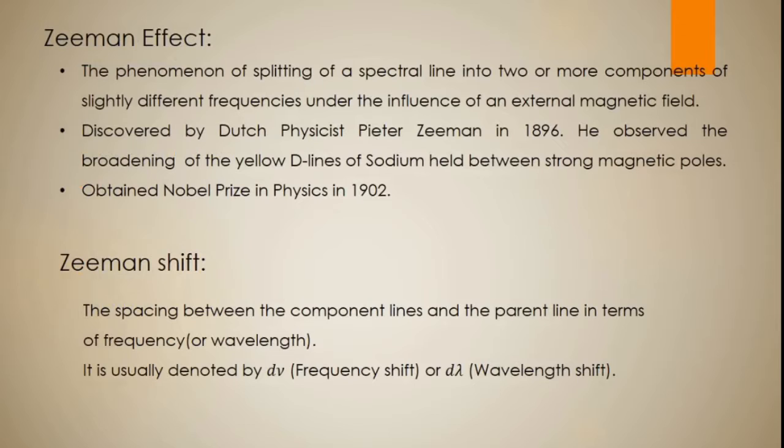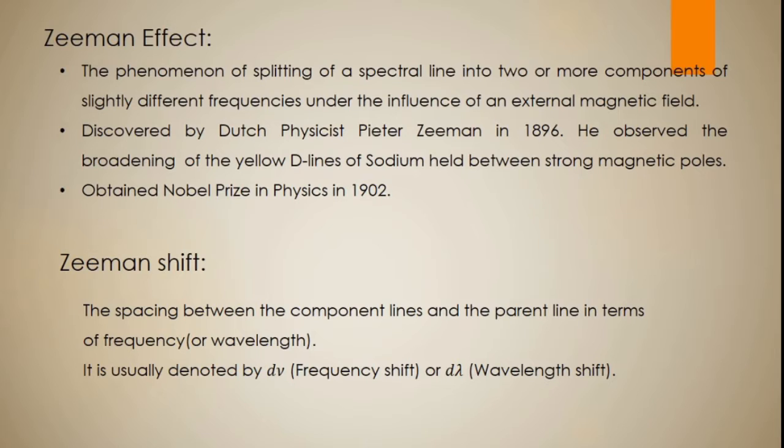What is Zeeman effect? The phenomenon of splitting of a spectral line into two or more components of slightly different frequencies under the influence of an external magnetic field is called Zeeman effect. This was first observed by Dutch physicist Peter Zeeman in 1896. He observed the broadening of the D lines of sodium held between strong magnetic poles. He obtained the Nobel Prize for the same in 1902.